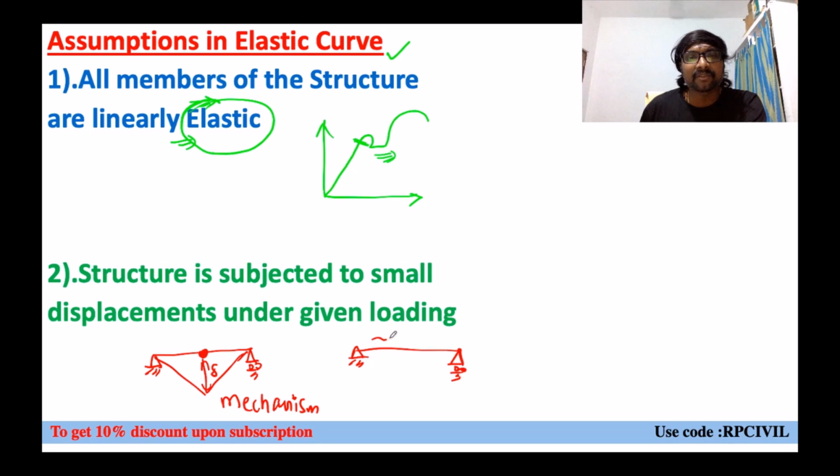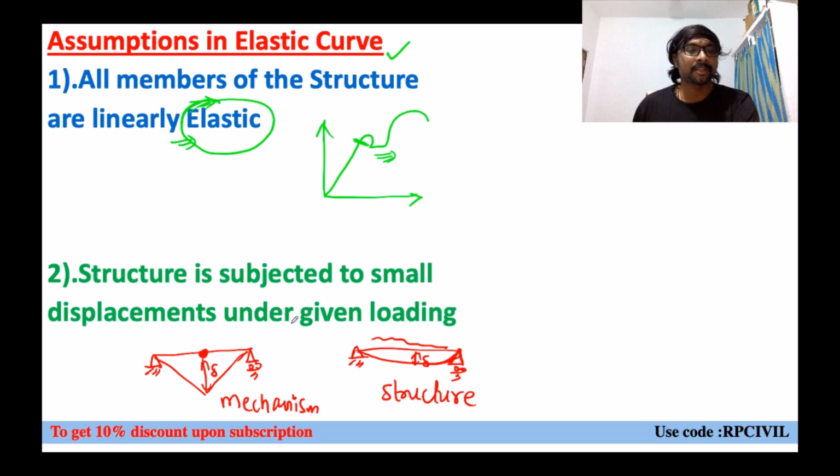But when it is a normal structure like this, if you observe, under some loading, it will be subjected to deformations like this. The deformations are very, very small. These are not comparable to the dimensions, right? So are we analyzing structures or mechanisms? Structures only, right? Small deformations means that.